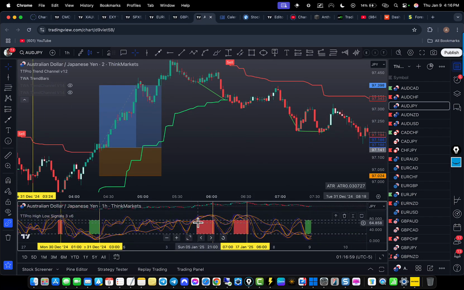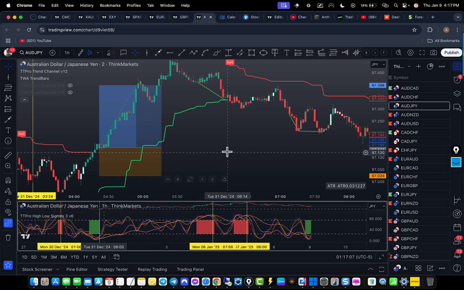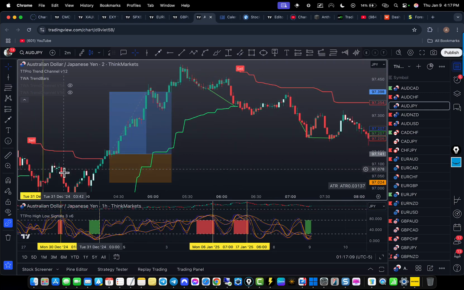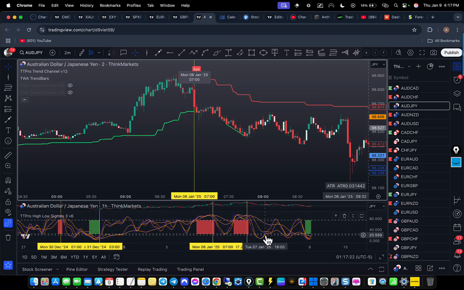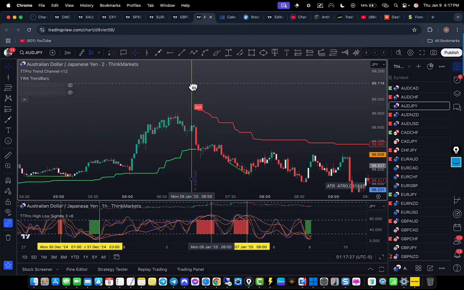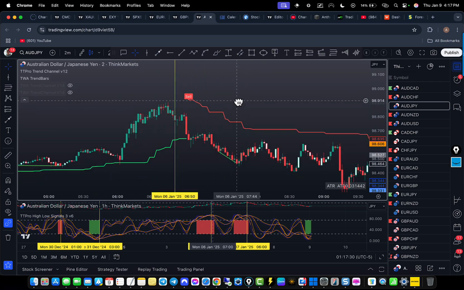The next signal is a red signal, and this one was on the 6th of January at 7 a.m. So up here, go to 6th of January, 7 a.m. Guys, this is going to be available to my VIP members who are subscribing to indicators. Look at this. Right, 6th of January, sell.